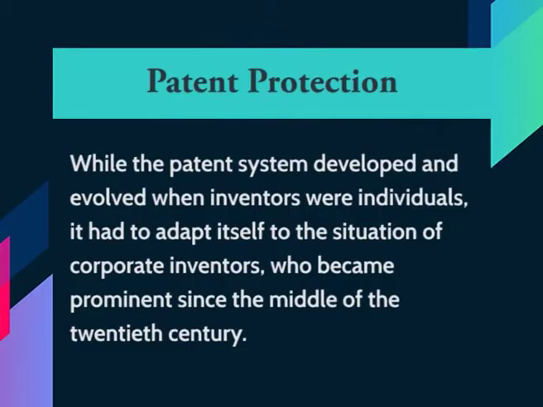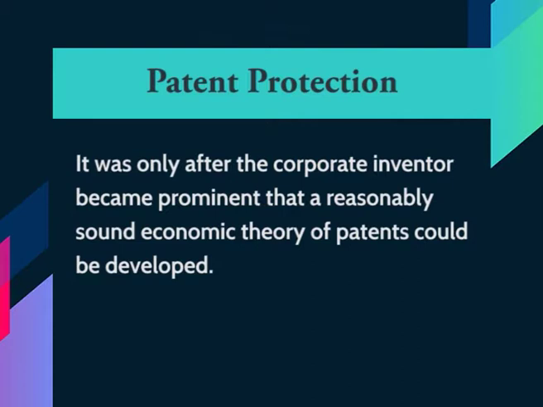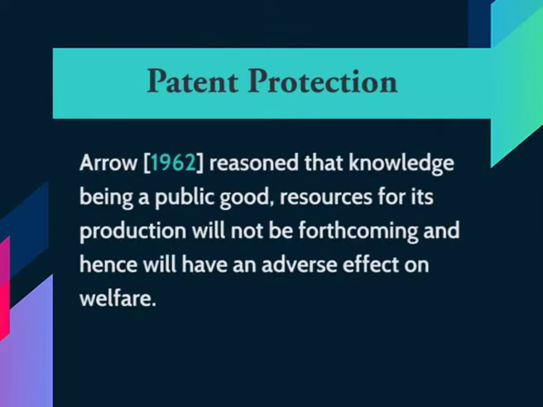Patent protection has a history of more than 500 years. While the patent system developed and evolved when the inventors were individuals, it had to adapt itself to the situation of corporate inventors, who became prominent since the middle of the 20th century. It was only after the corporate inventor became prominent that a reasonably sound economic theory of patents could be developed. Arrow, in 1962, reasoned that knowledge being a public good, resources for its production will not be forthcoming, and hence there will be an adverse effect on welfare.